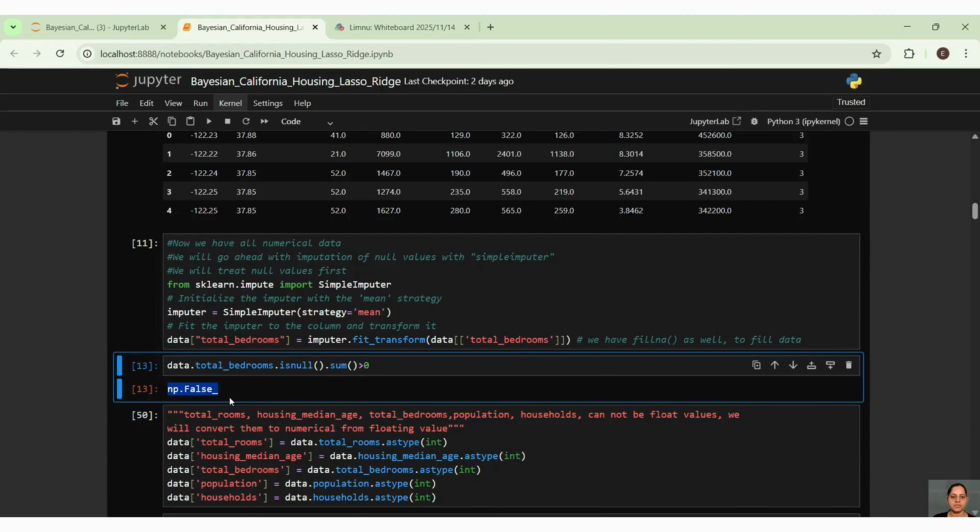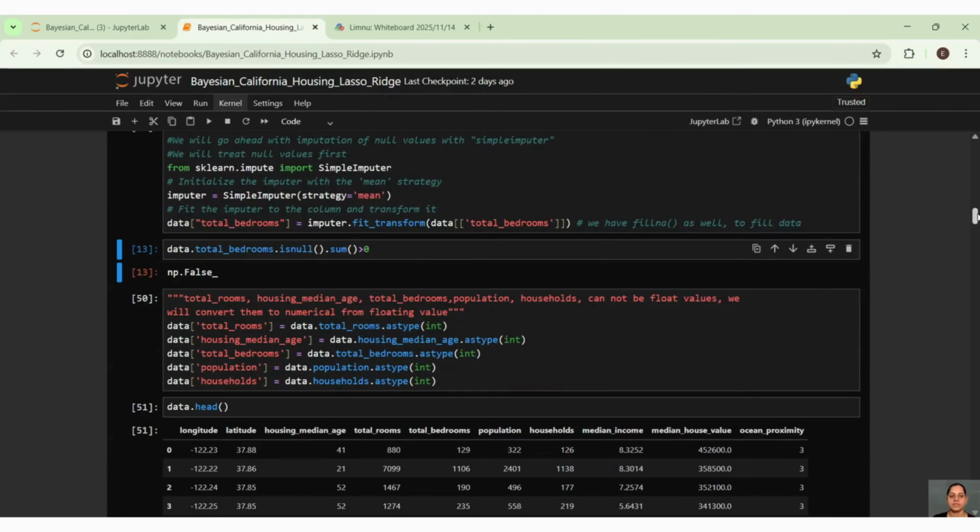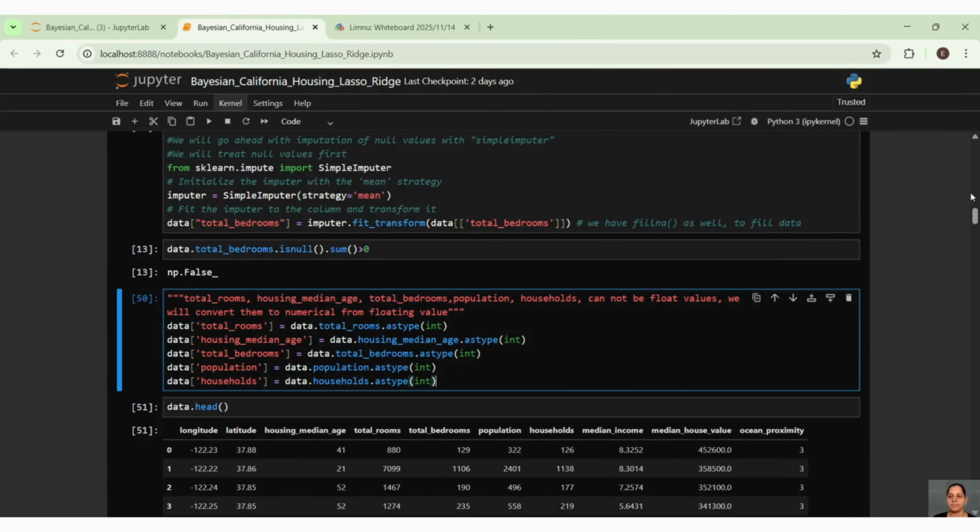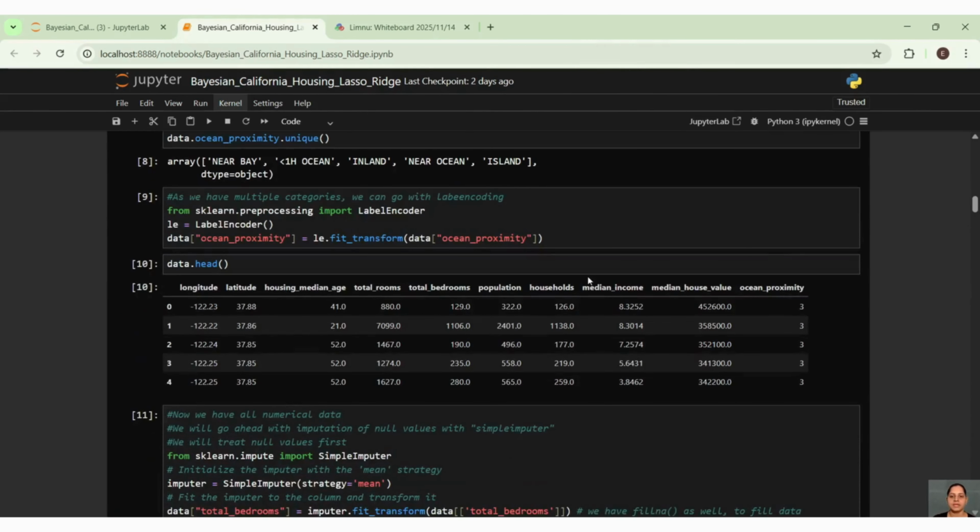It's coming false. So this is the way of saying that it is not containing any null values. After that, what I observed in my data set is that I have house median age, then total rooms, total bedrooms, population, then households, right? All these five or six columns are present, which have floating values.